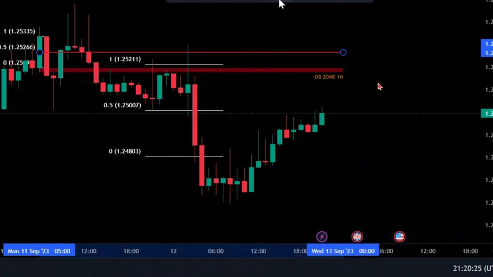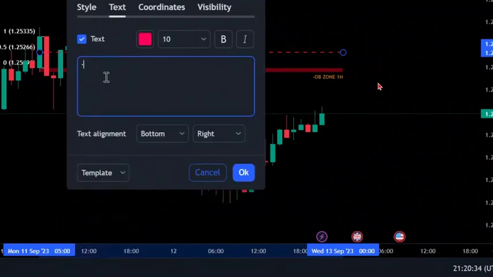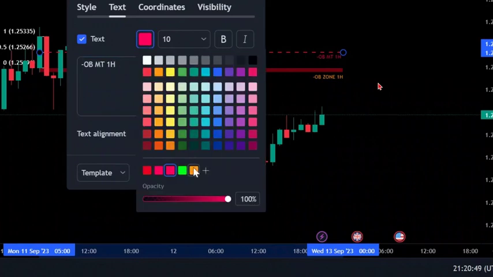You can make the line dashed, and then label it mean threshold. Negative OB MT 1 hour. So negative OB MT, and then you put 1 hour so we can know. And then you've got to color coordinate it. You've got to put the color as the 1 hour color. Okay. Leave it.